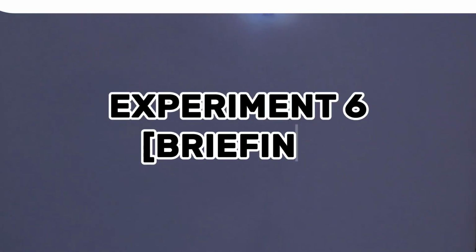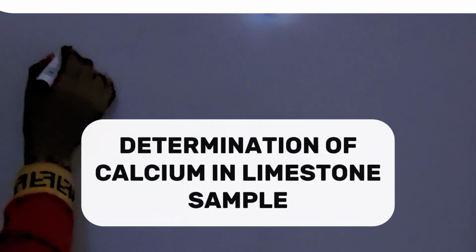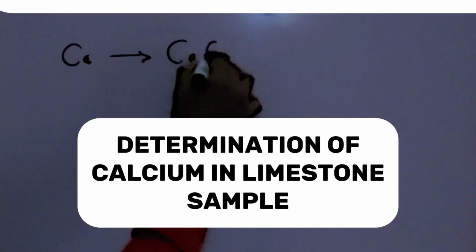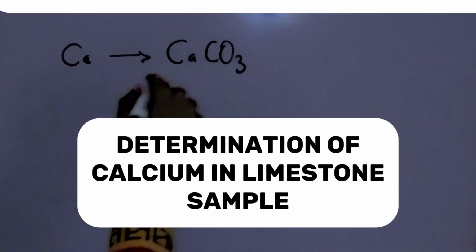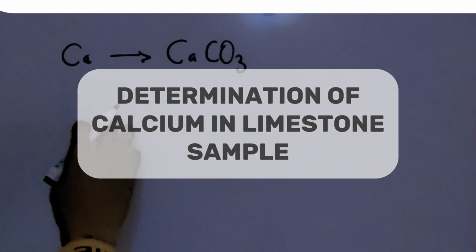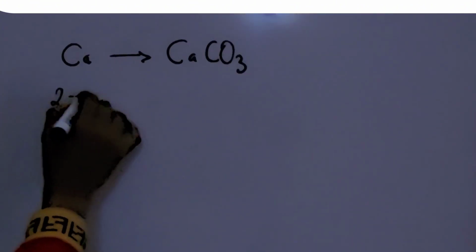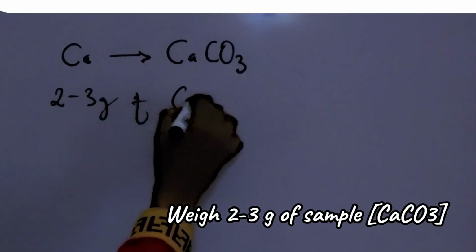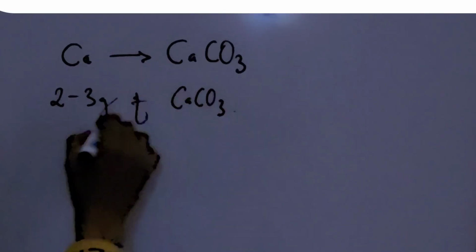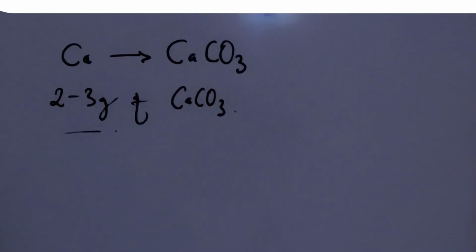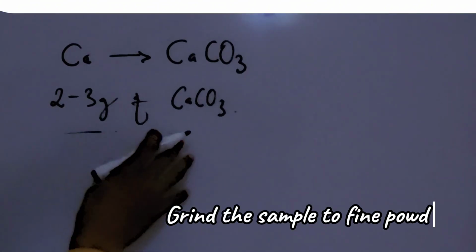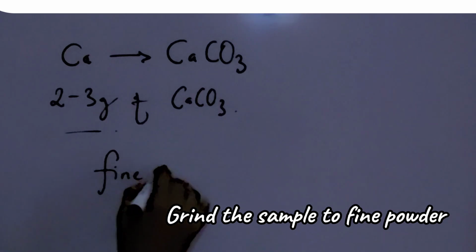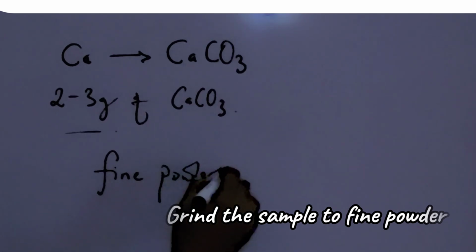This is experiment 6, determination of calcium. We know calcium in limestone, which is calcium carbonate. So the first thing you're expected to do is weigh 2 to 3 grams of the sample, which is calcium carbonate. Once you've done that, you're expected to grind the sample to fine powder. So you'll be grinding to fine powder.